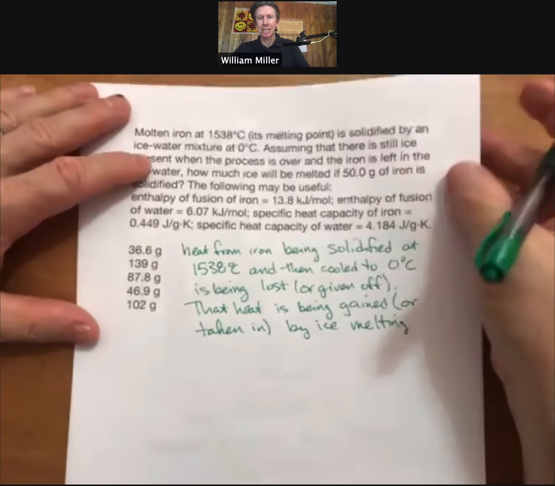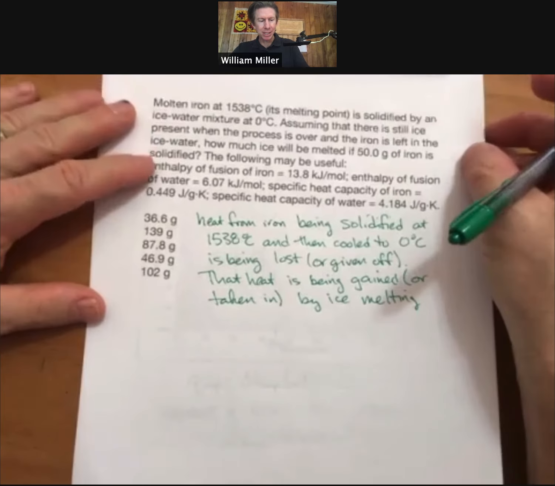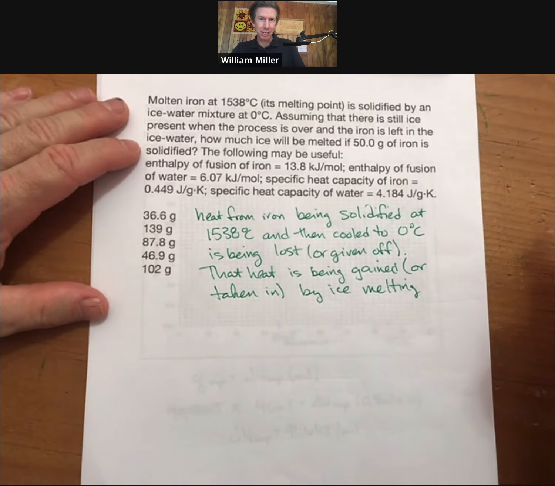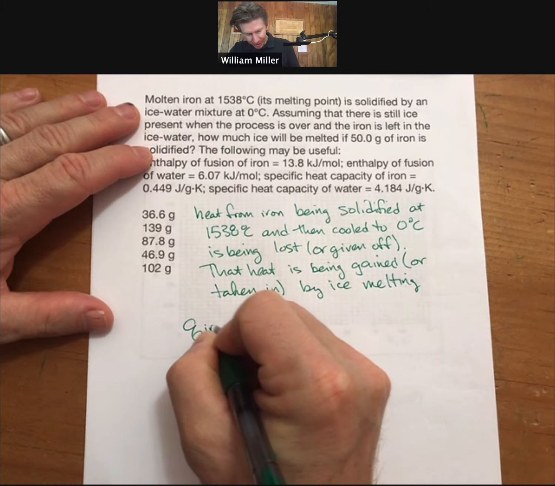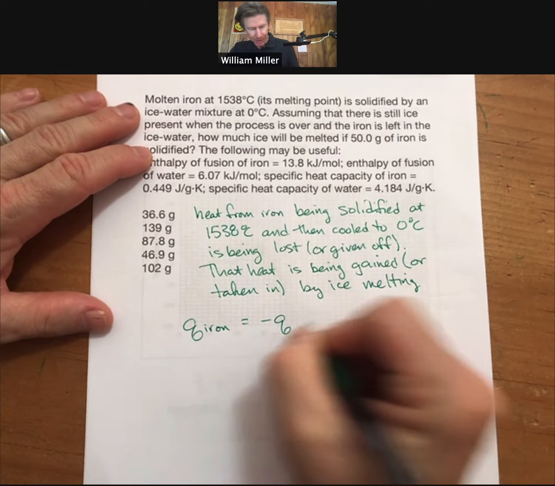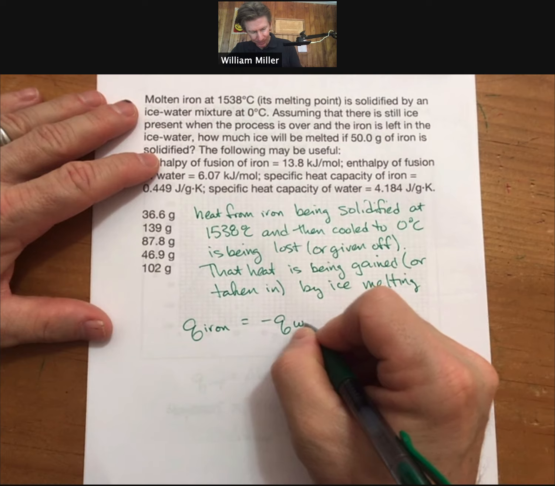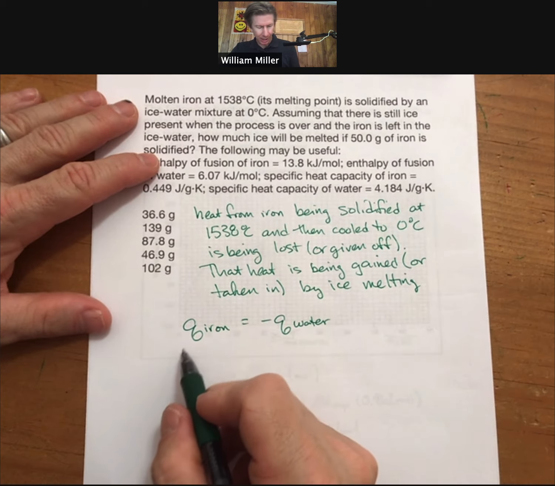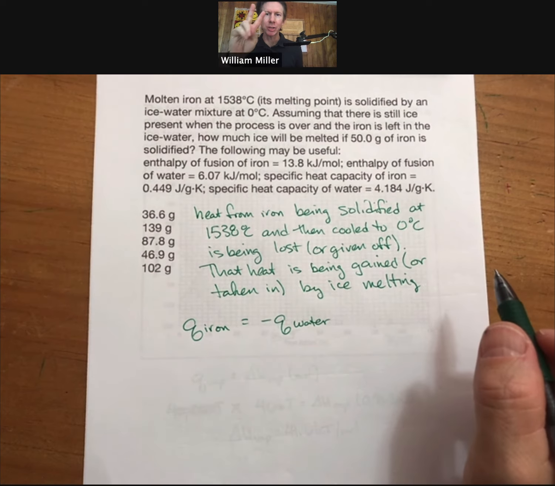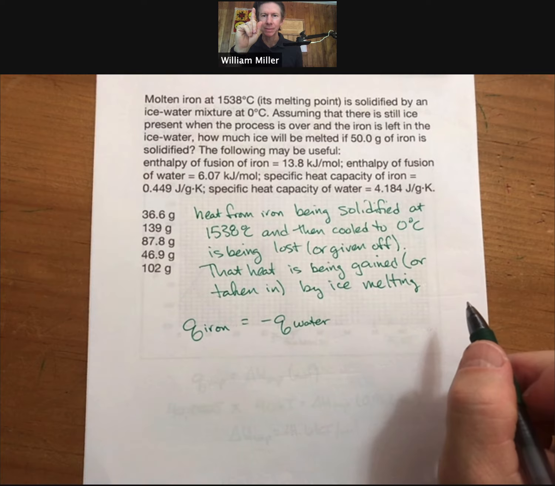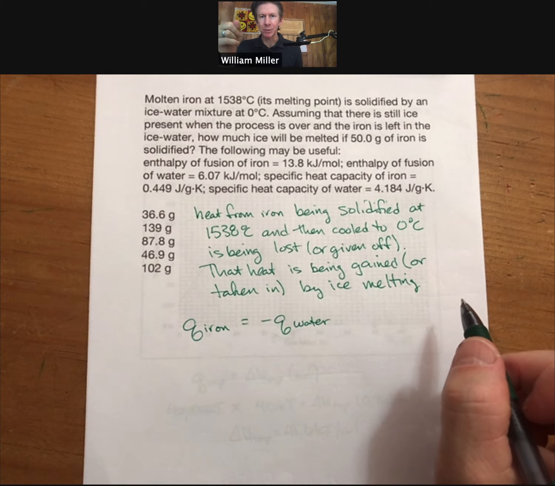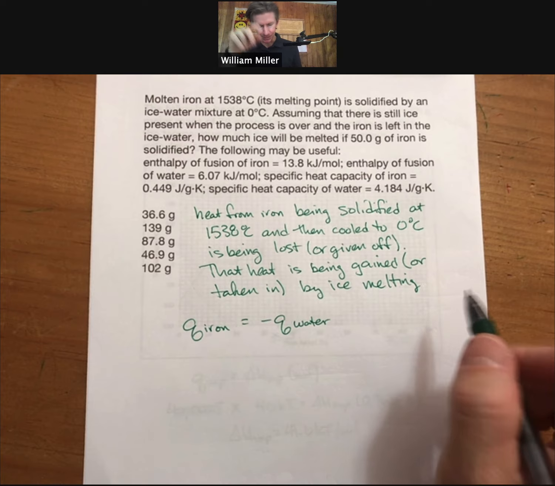So that's our process. And what that means is this is a coffee cup calorimeter style question where we're going to have Q iron equals minus Q water. And our Q iron will actually have two terms. It'll have one for the freezing, or let's say this, it's molten, which means liquid. So it's going to be going from liquid to solid.